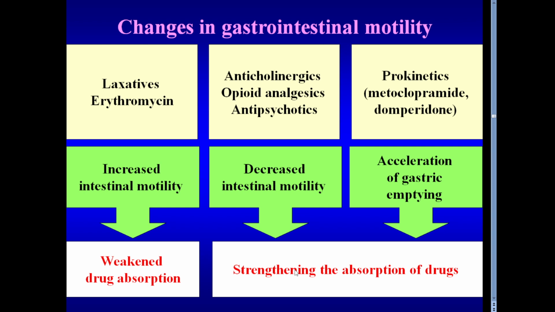As for influence on gastric emptying, so-called prokinetics, for example, metoclopramide, domperidone, they accelerate gastric emptying. This also promotes strengthening absorption of drugs and increase of effect, up to development of adverse drug reactions.